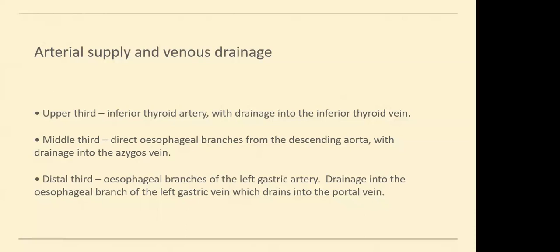Arterial supply and venous drainage of the esophagus. It's divided into thirds to make it easier. The upper third is supplied by the inferior thyroid artery and is drained into the inferior thyroid vein. The middle third is supplied directly from the descending aorta by esophageal branches, and it drains into the azygos vein. The distal third is supplied by branches from the left gastric artery, and it drains into the esophageal branch of the left gastric vein, which drains into the portal vein.